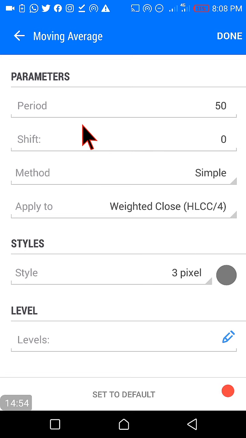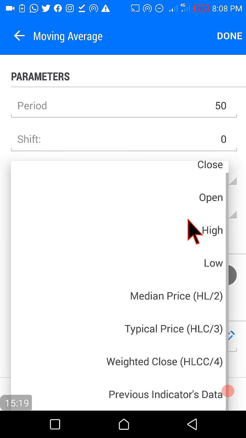It's still period 50, it's still shift zero, it's still method simple, but weighted close means that you are giving more weight to the close value by adding the close value twice, then dividing everything by 4. This is how you use this apply tool. You get it? However, there's a last one here which I want you to know.